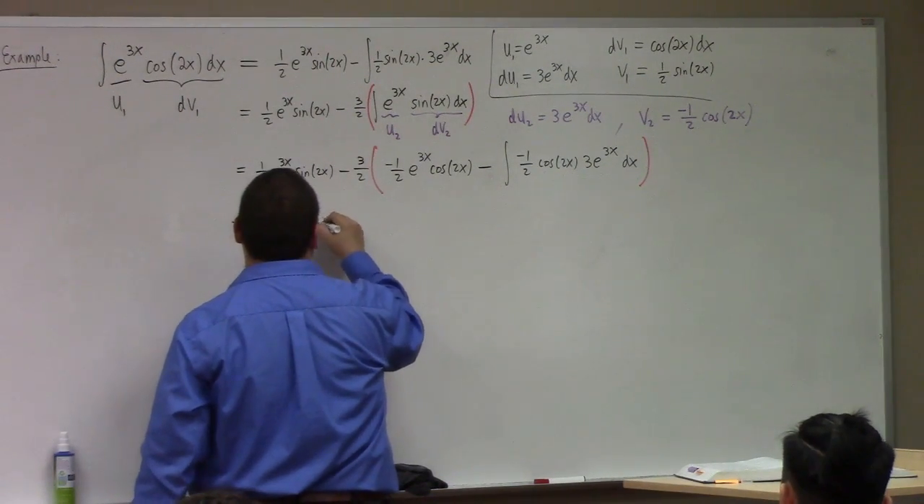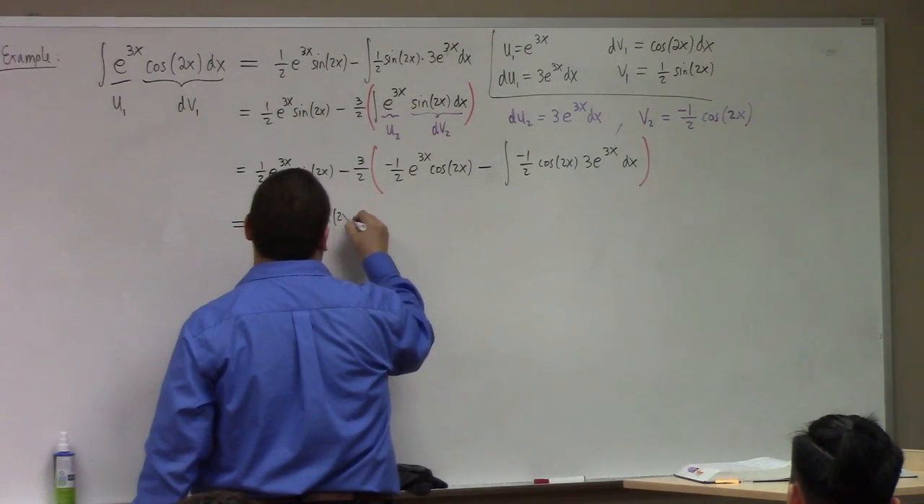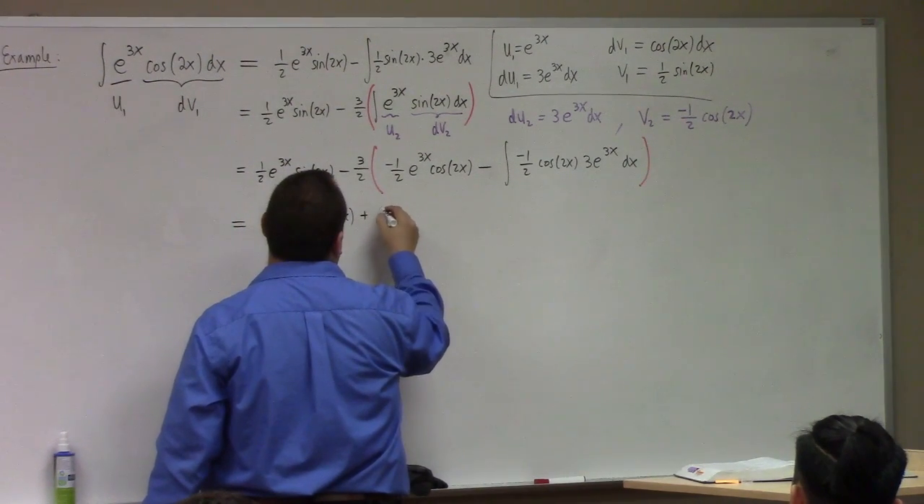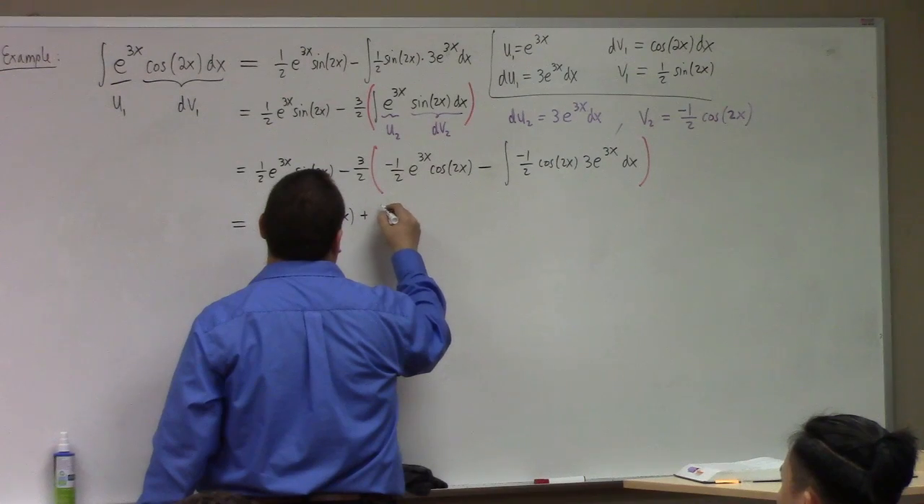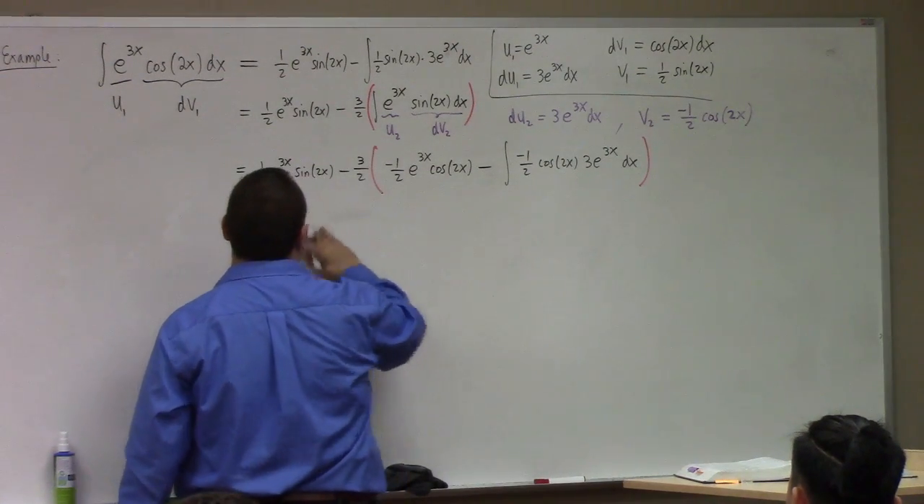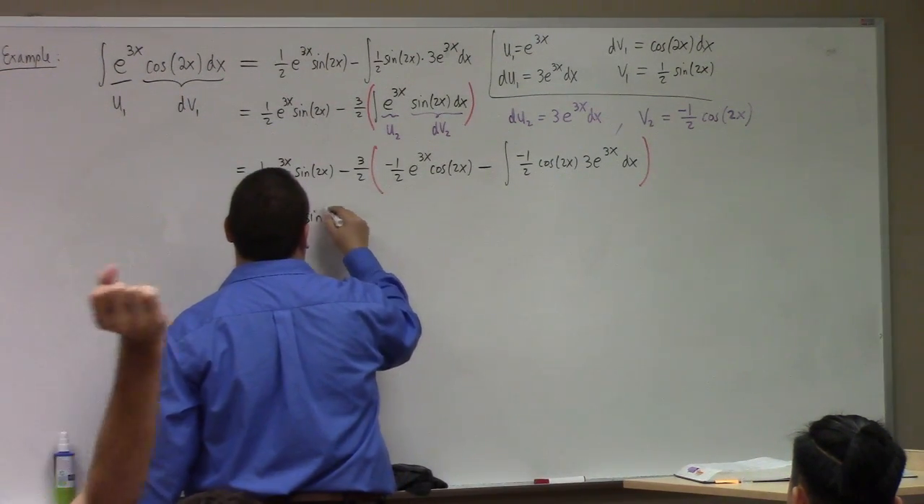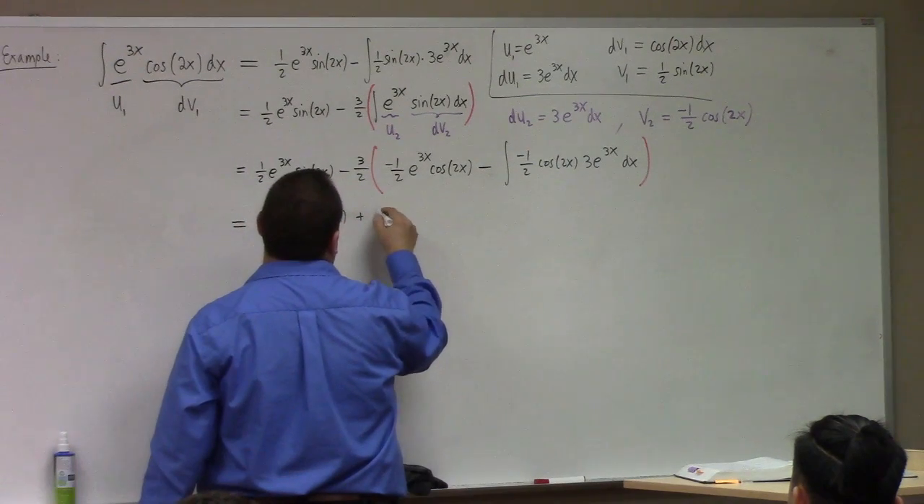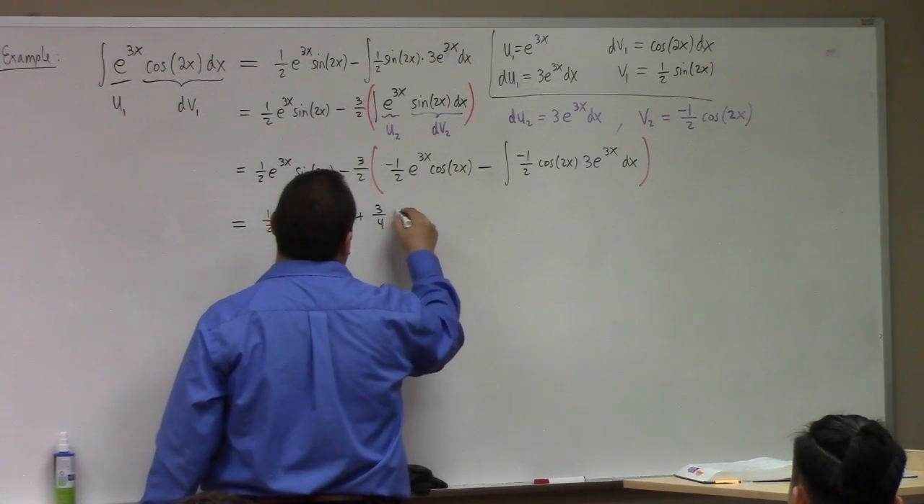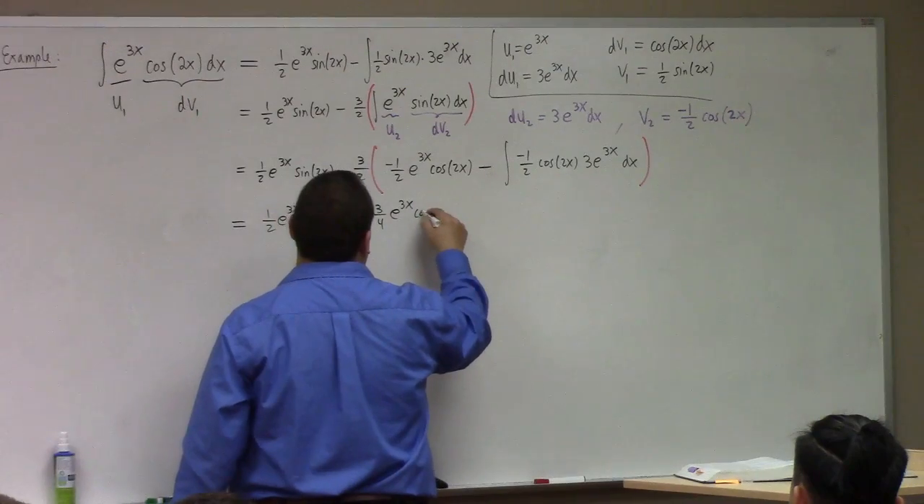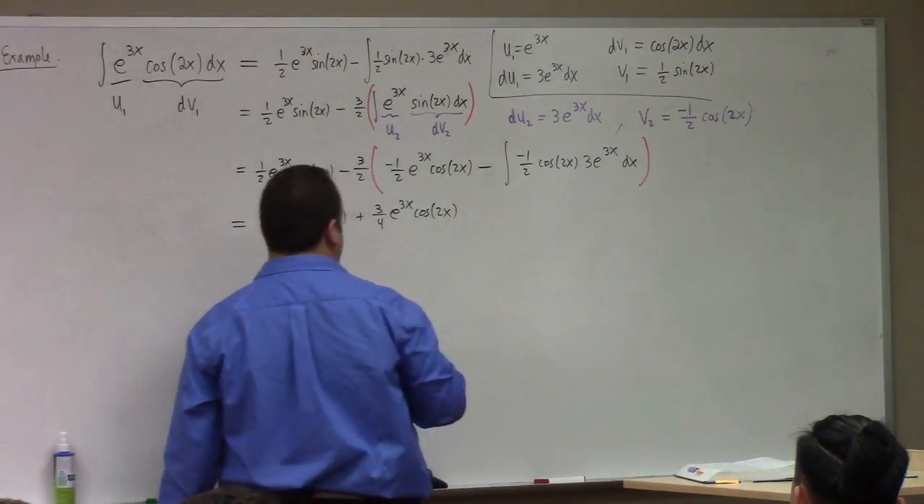Sorry, just a moment of doubt there. Sine of 2x plus, oh fine, I won't try to simplify it. Sine 2x plus 3/4 rather, e to the 3x cosine 2x.